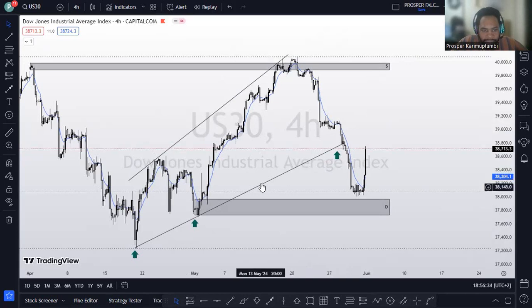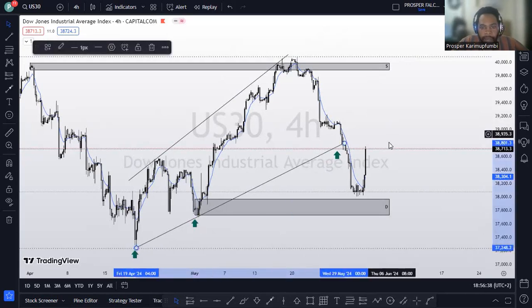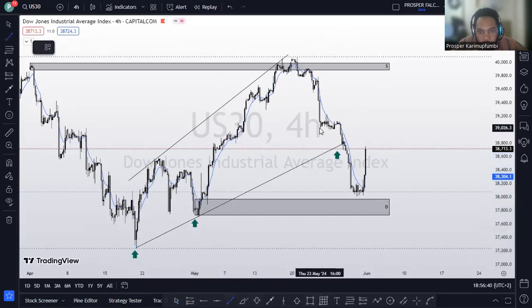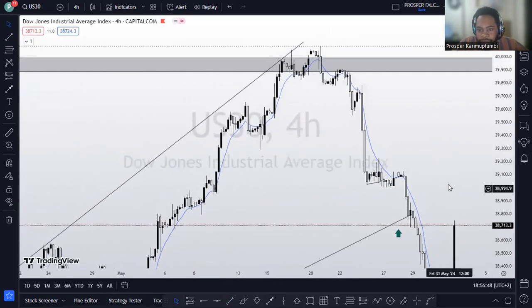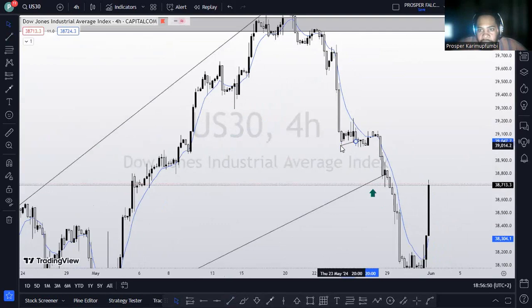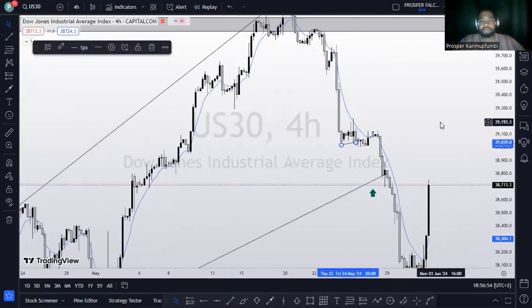So this is what I did after I had plotted my trend lines. I had to come here and mark these positions like this on the 4-hour time frame.